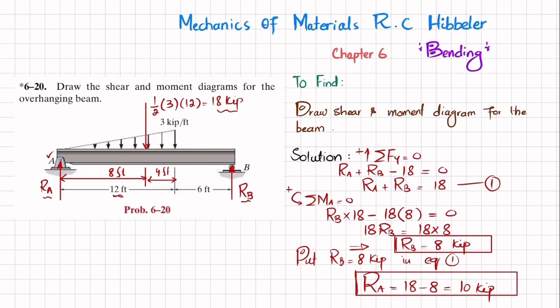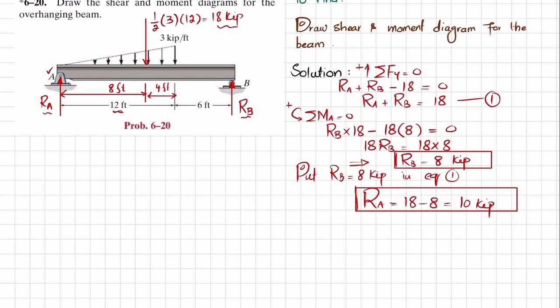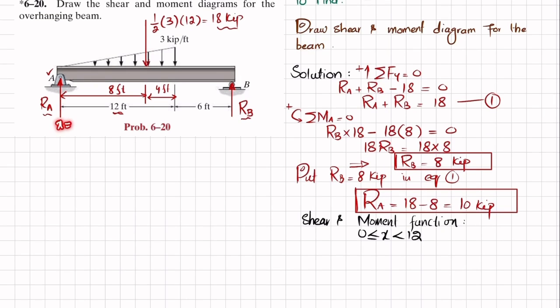Now you have RA and RB. So we are going to define the shear and moment functions. Let me choose another color. Shear and moment functions for different regions. Clear? First we will define it for x greater than or equal to 0 and less than 12 feet. So x is here 0 and x is here 12. In between this region we will cut this beam.